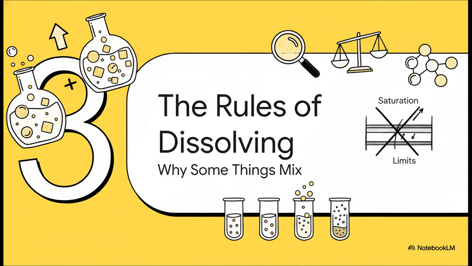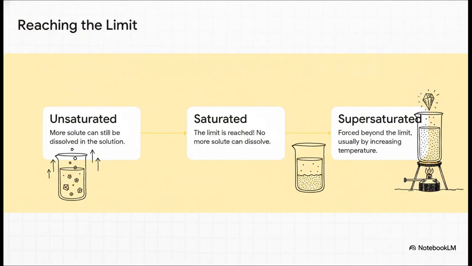All right, so we've covered what a solution is and how we measure it. For this last part, let's get into the final piece of the puzzle, the fundamental rules that explain why some things dissolve in the first place, and why there's always a limit. So picture this. As you start adding sugar to your tea, the solution is unsaturated, which just means there's still room for more sugar. But eventually, you hit a point where no more will dissolve.